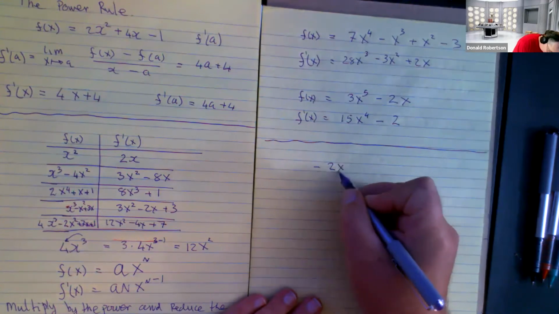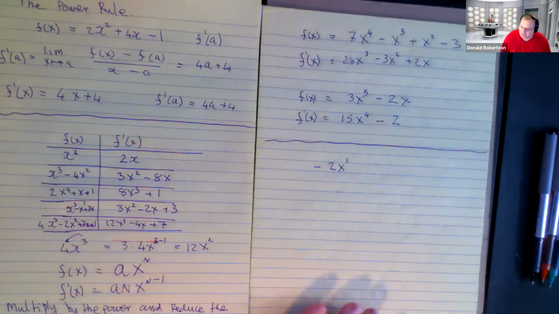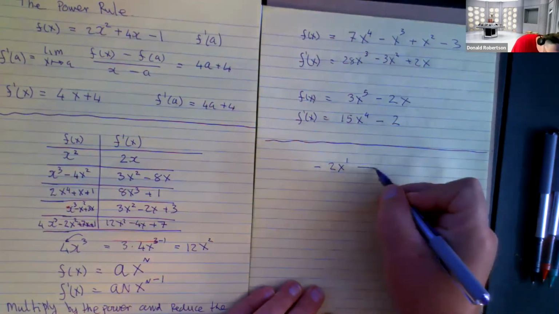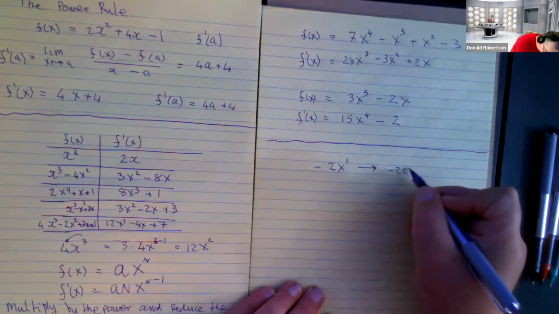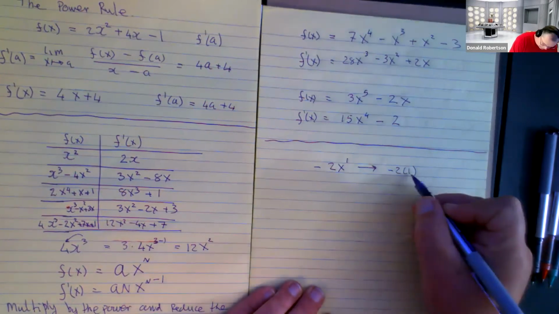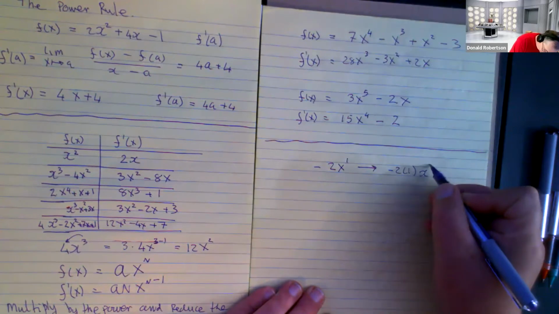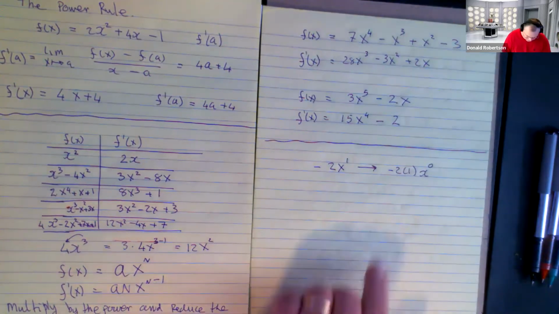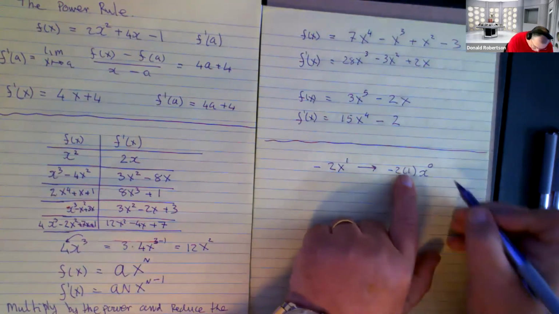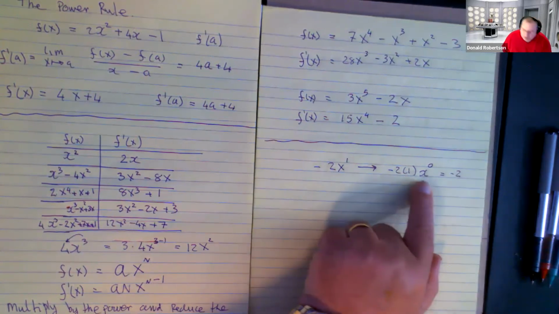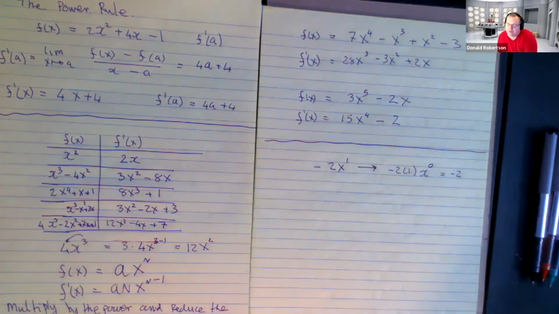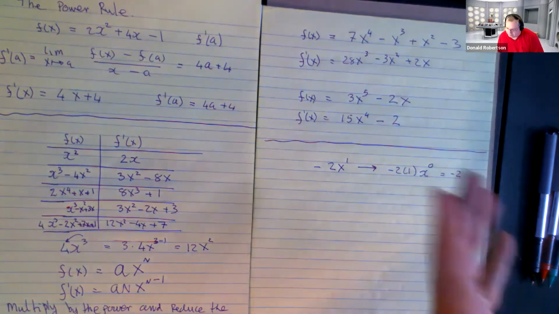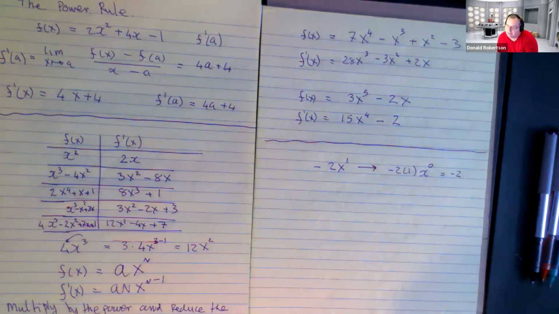Here is negative 2x. Let's call it negative 2x to the 1. Now, according to the power rule, you multiply by the power, which is 1, and then you reduce the power by 1 to get 0. Well, isn't negative 2 times 1 negative 2? And what is x to the power of 0? It's 1, isn't it? So isn't that the power rule? I mean, it is the power rule, right?